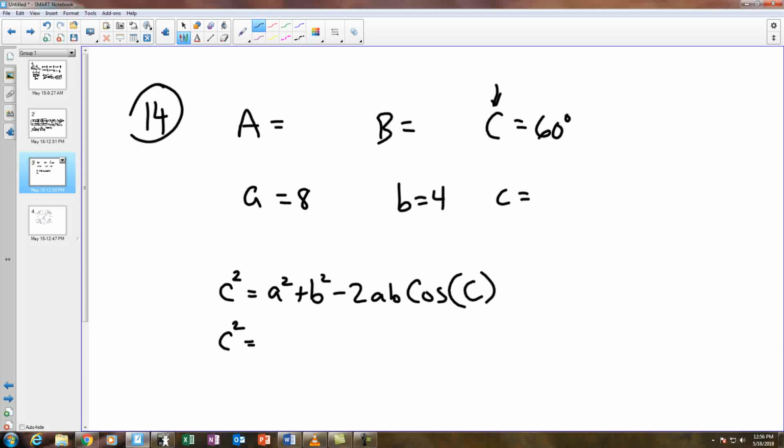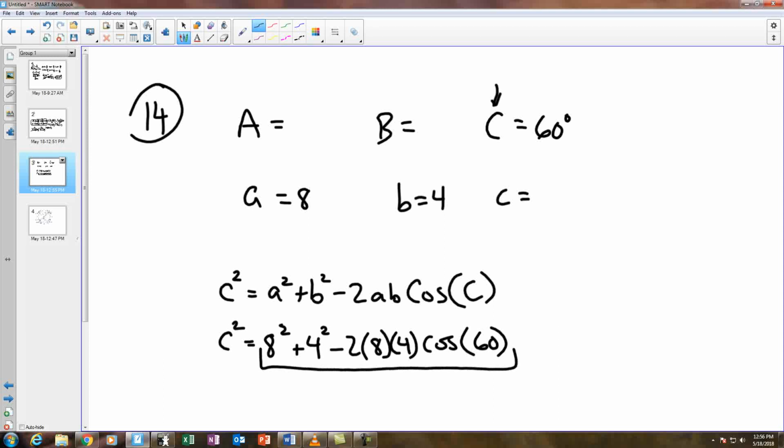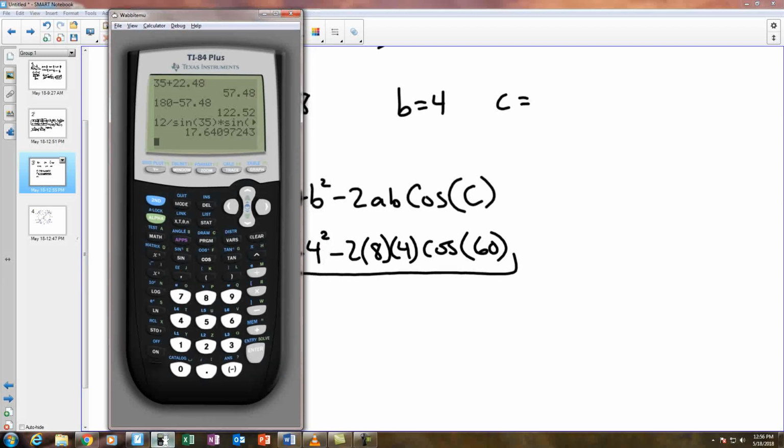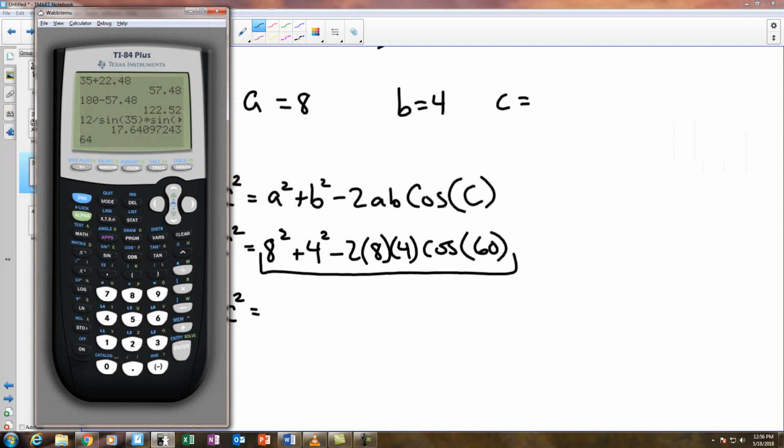But in this problem, c squared will equal 8 squared plus 4 squared minus 2 times 8 times 4 cosine of 60. Now notice everything over here is a number. There's no variables left. So I should be able to throw that all into the calculator. Get c squared equals, let's find out. It starts with 64 plus 16 minus 2 times 8 times 4 cosine of 60. I close that parenthesis, hit enter, I get 48.